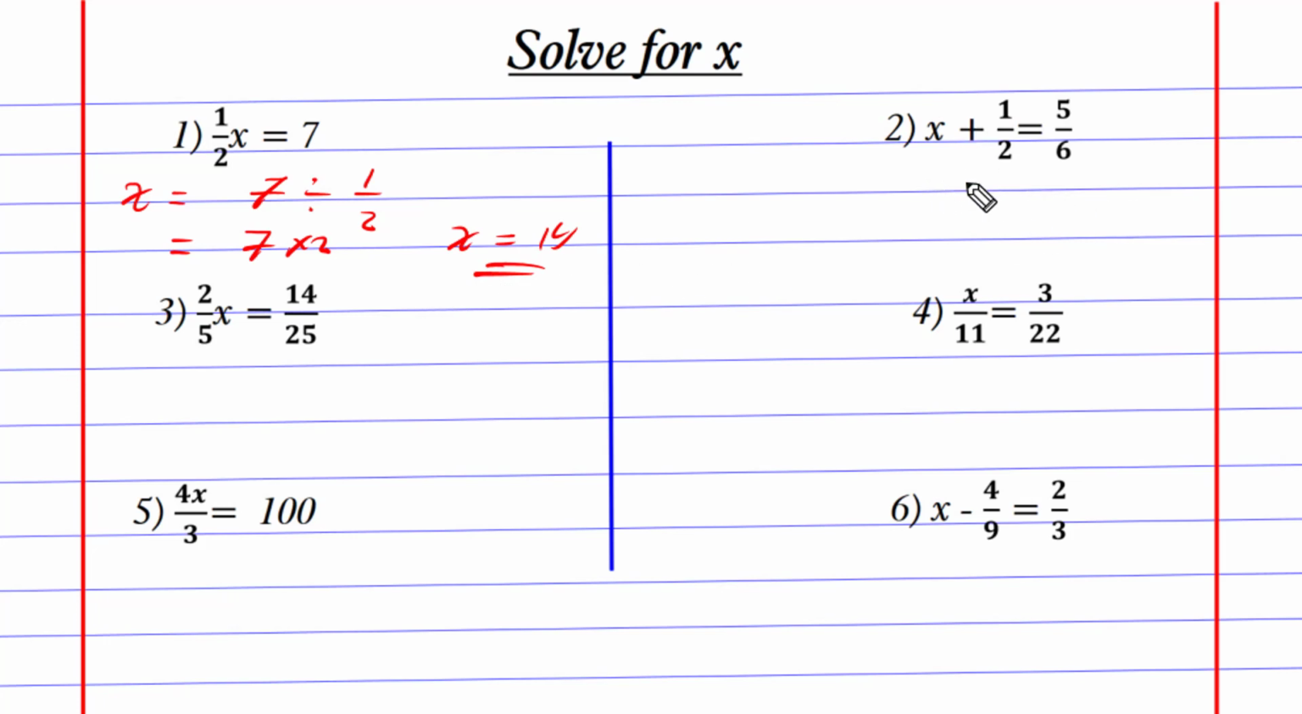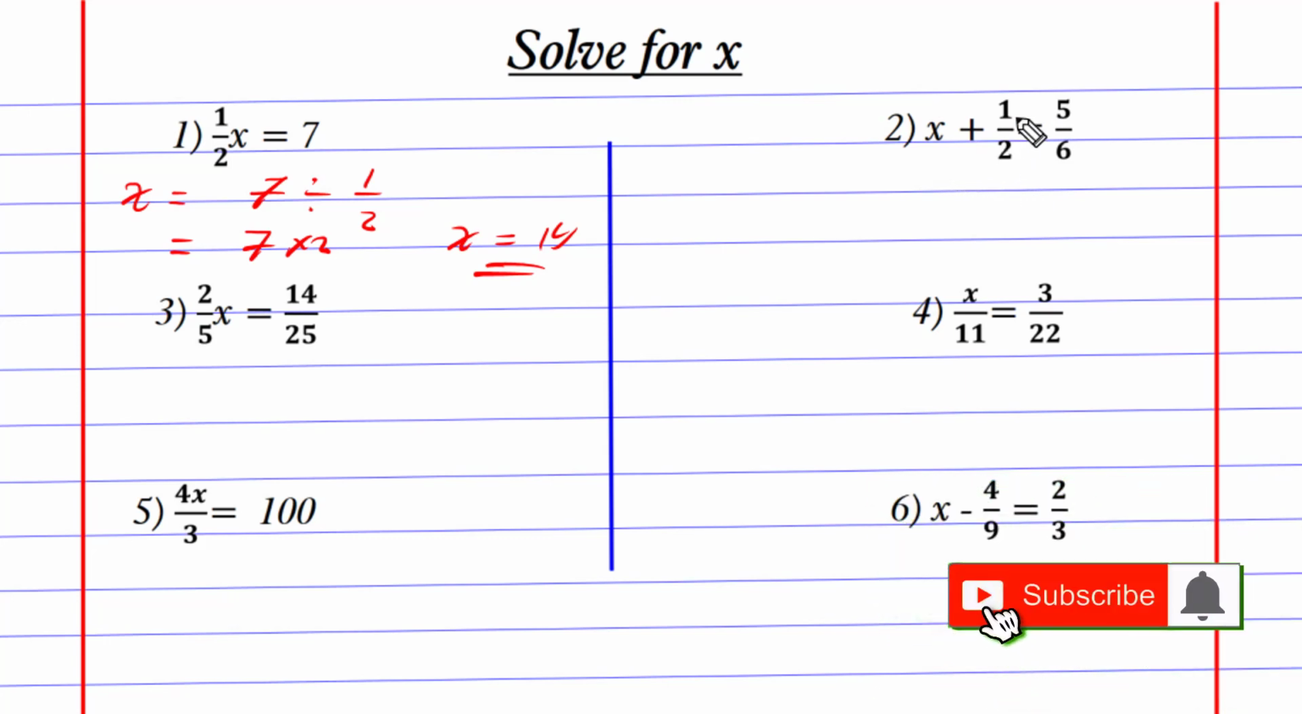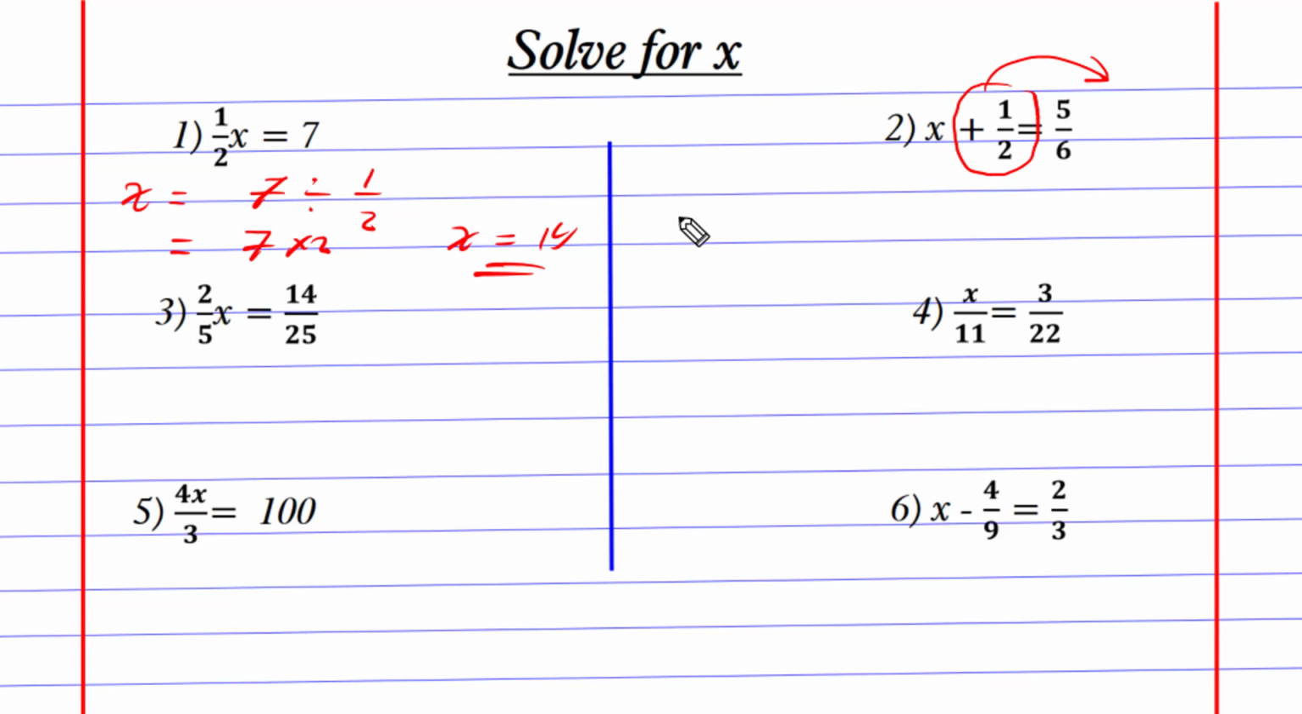Next, x plus 1/2 equals 5 over 6. To find the value of x, this is an addition equation. We will circle 1/2 and move it to the other side to be subtracted. Now we can write x equals 5 over 6 minus 1/2. Keep the same denominator, multiplying by 3. Now x, guys, equals what? Equals 5 over 6 minus 3 over 6. Keep the same denominator, which is 6. 5 minus 3 equals 2. It will be 2 over 6, in the simplest form equals 1 over 3.